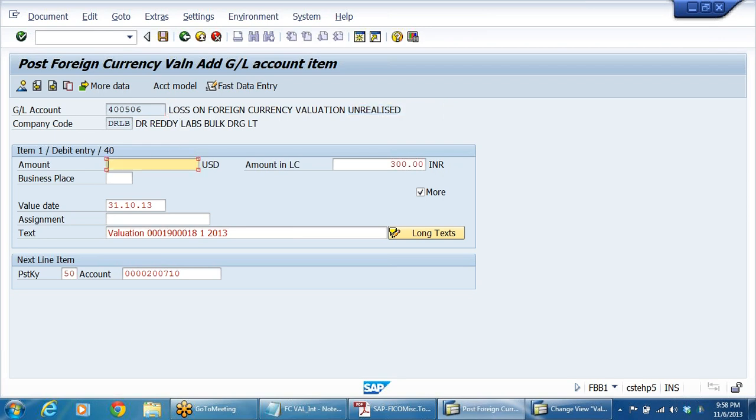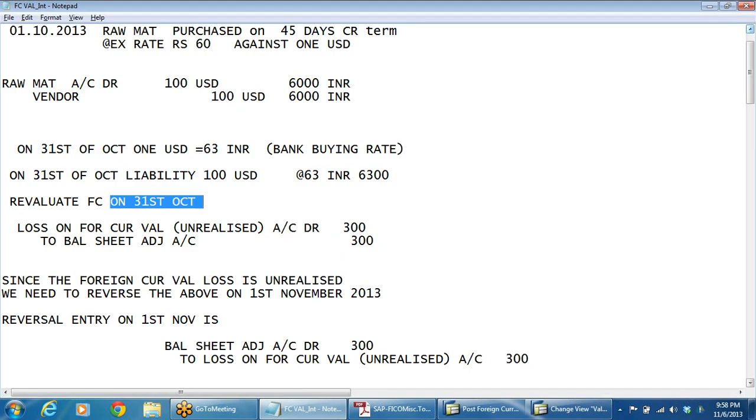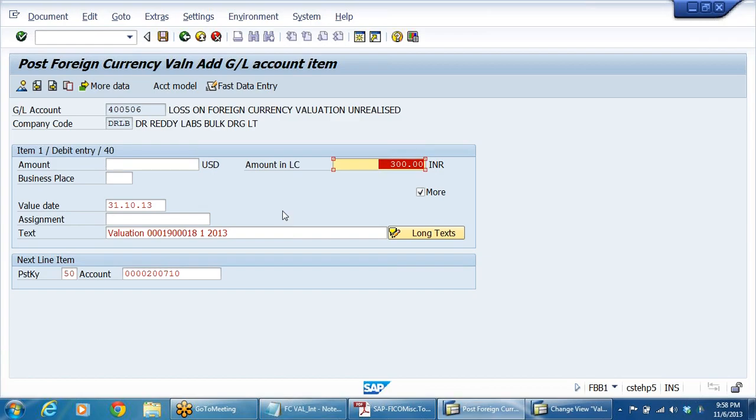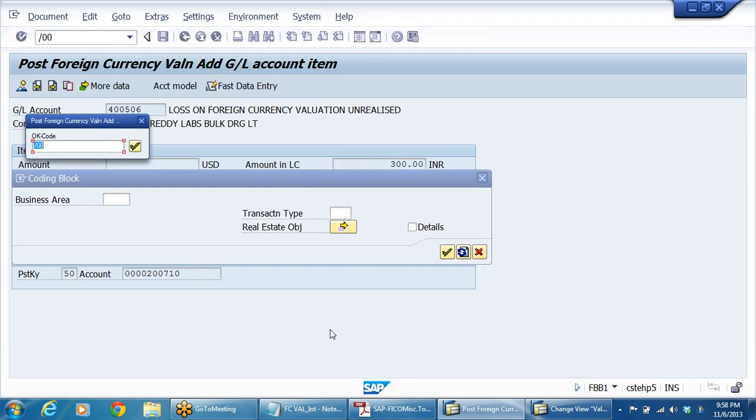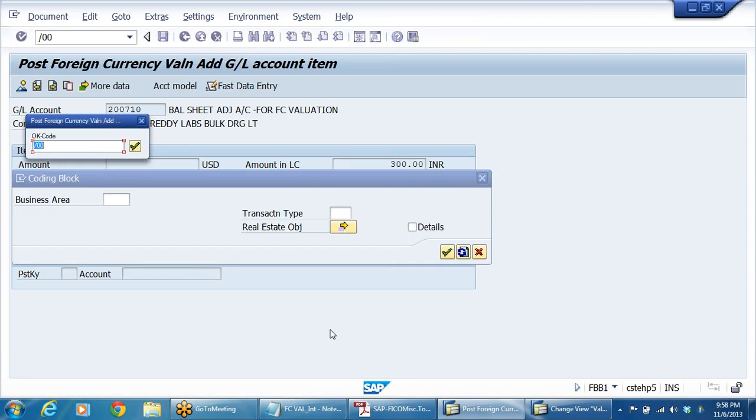Here the amount in USD is not showing. Only the amount in INR is showing. 300. See, this is 300. Right? And what is this? A balance sheet adjustment account is going to be created. That is what the system is doing. Business area, if you want, you can enter. Otherwise, just pick it up. So one entry is over.